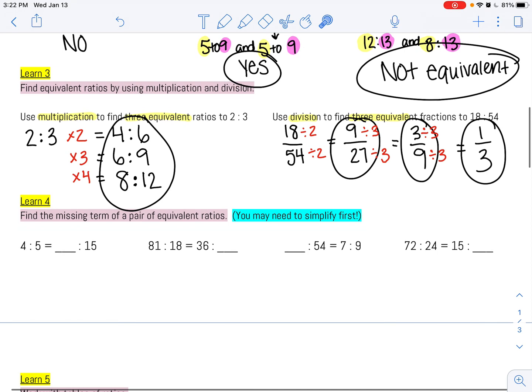Moving on to learn 4. So, continuing with our understanding of equivalent ratios and this note of making sure that we always simplify first, we're going to be finding the missing term in our equivalent ratios. So deciding what that missing term has to be so that they have the same value.